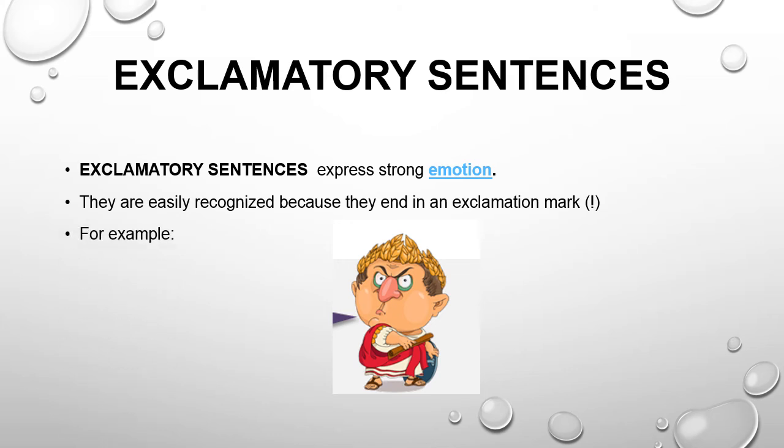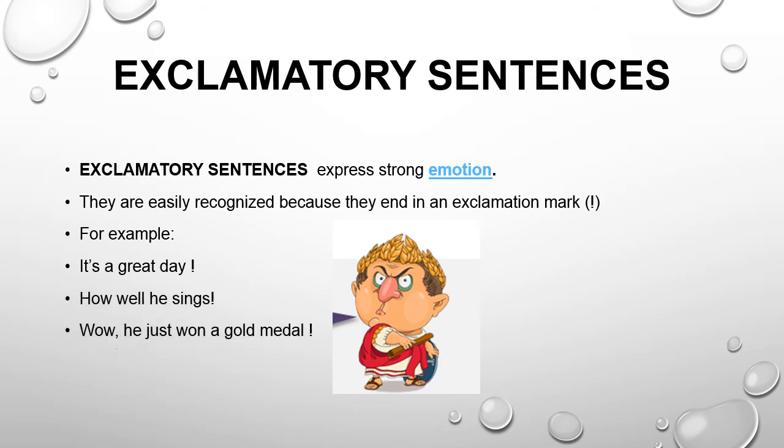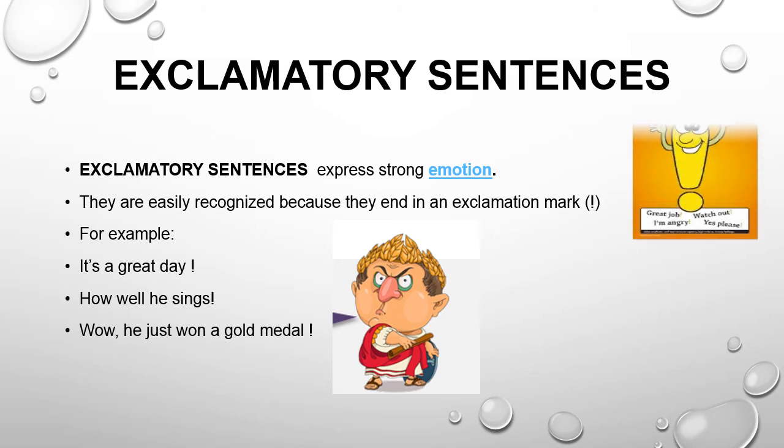So let us see a few examples of exclamatory sentences. It is a great day! How well he sings! Wow, he just won a gold medal! Right? So exclamatory sentences are nothing but you express strong emotions to someone. If you're appreciating someone, you say great job. Wow, you did a fabulous job. Right? So you're just expressing strong emotion.